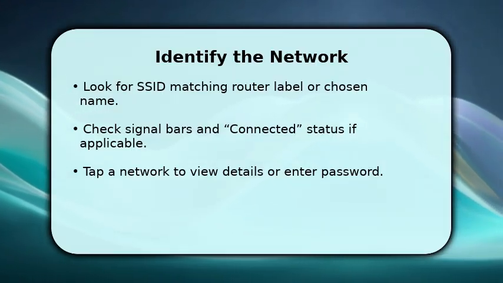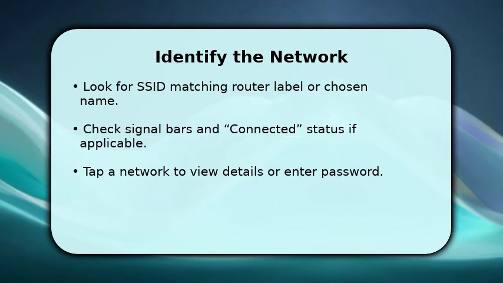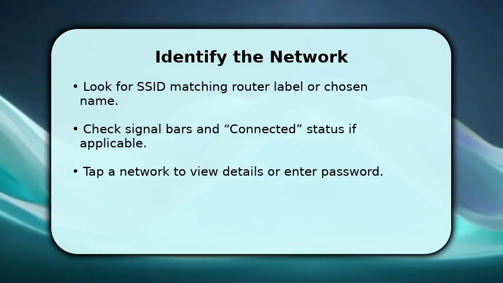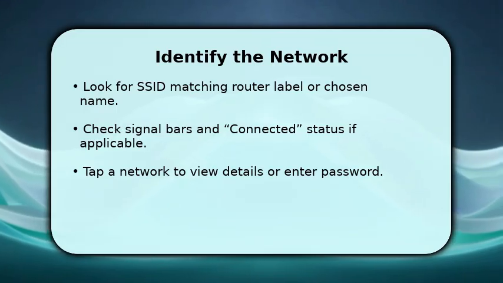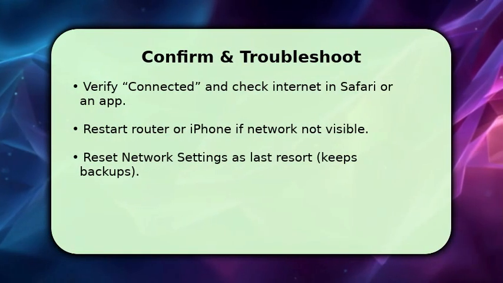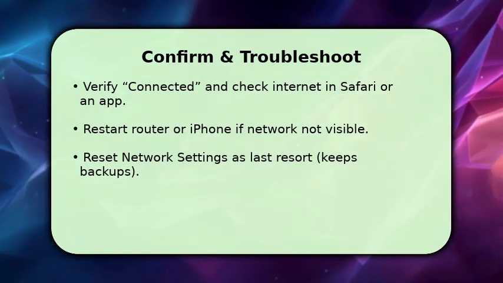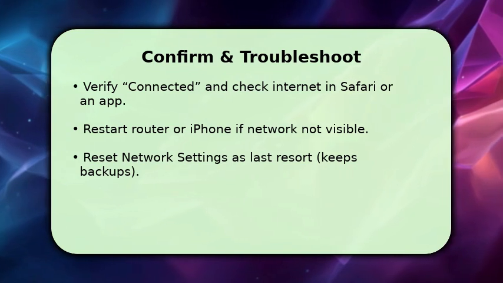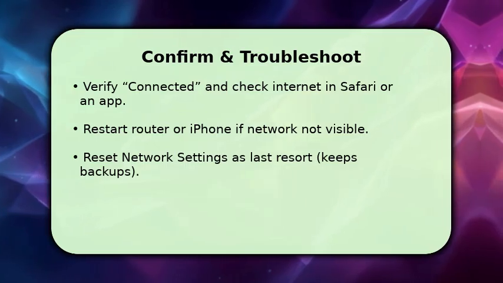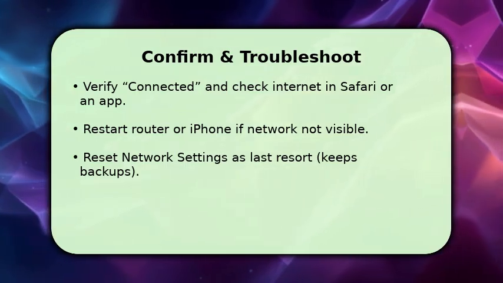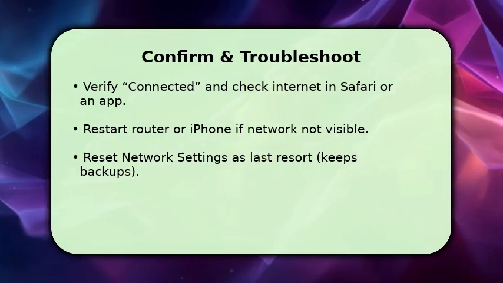Tap the network to see details, such as IP or security type, and enter the Wi-Fi password when prompted. If prompted for certificates, make sure they match your network. Finish by confirming the status shows connected, and test internet in Safari or an app to ensure DNS and routing work. If your SSID isn't visible, move closer, restart the router, or toggle Wi-Fi off and on.